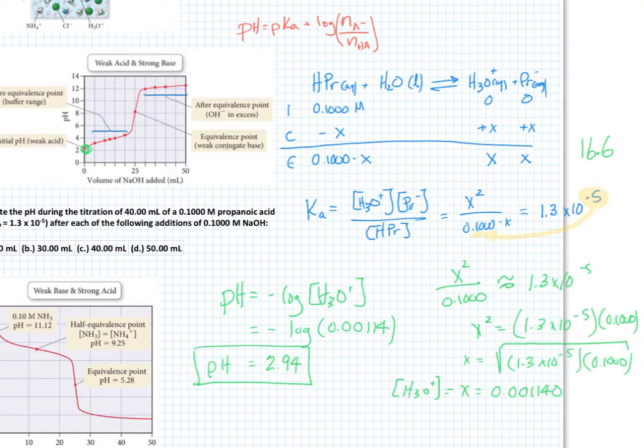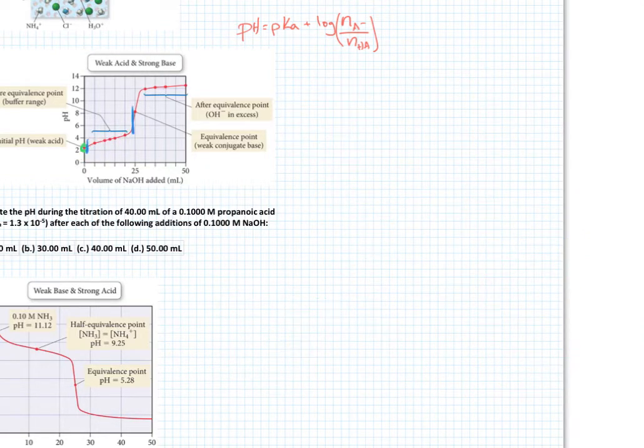Now the next problem is going to be a little bit more involved. Now we're going to take a look at 30 milliliters addition. And I know from this problem that's somewhere in this buffer region, 30 milliliters. So the next problem we're going to take a look at is what happens when we have more than 0, less than the equivalence point, somewhere in this buffer region. Okay, so now we've done this first point. Now we're going to take a look at the buffer region here. And whenever you hear the word buffer, Henderson-Hasselbalch equation should come to mind. Okay, you can use the Henderson-Hasselbalch equation to do this calculation.